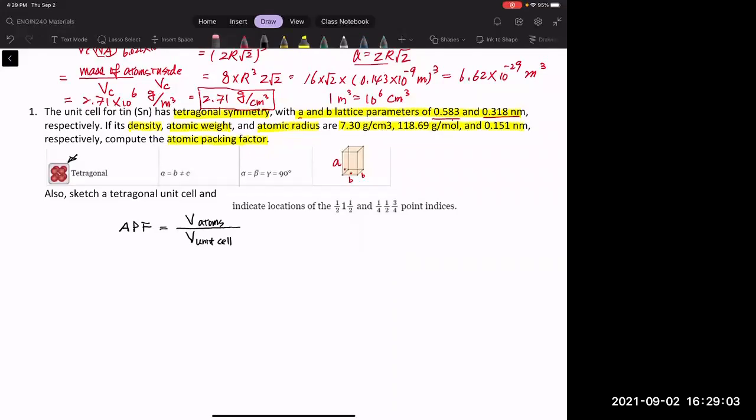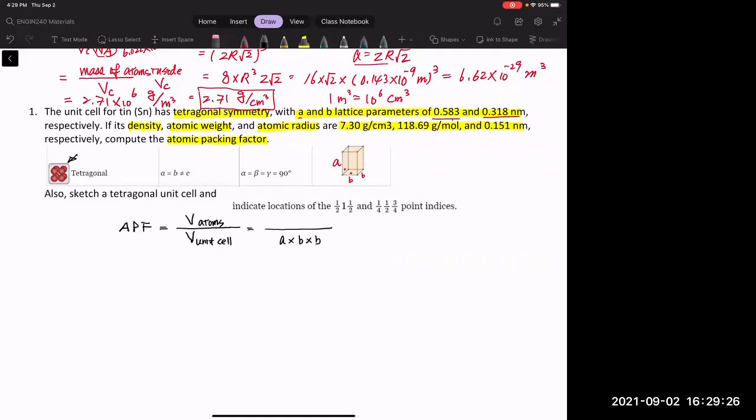The total number of the atoms. So how do we find out the unit cell? Well, the unit cell is the one that we just did. So the unit cell in this case is going to be A times B times B. That is the unit cell volume.